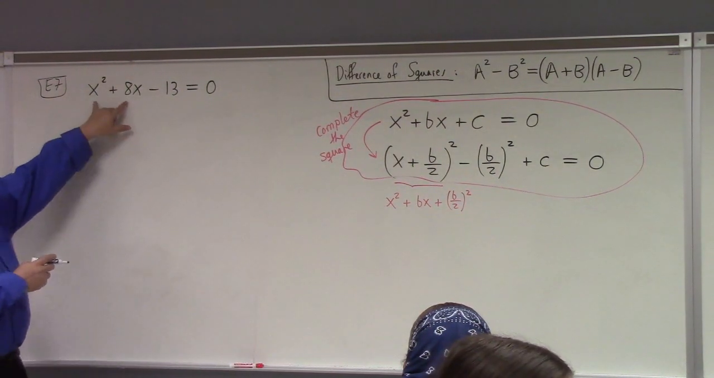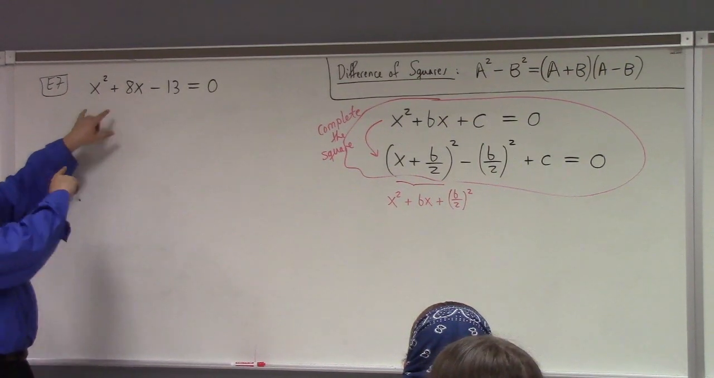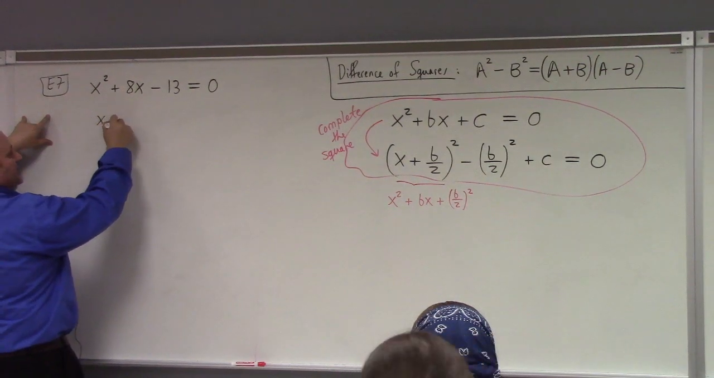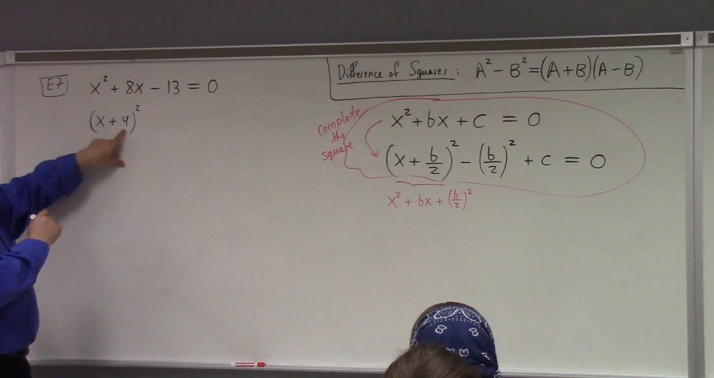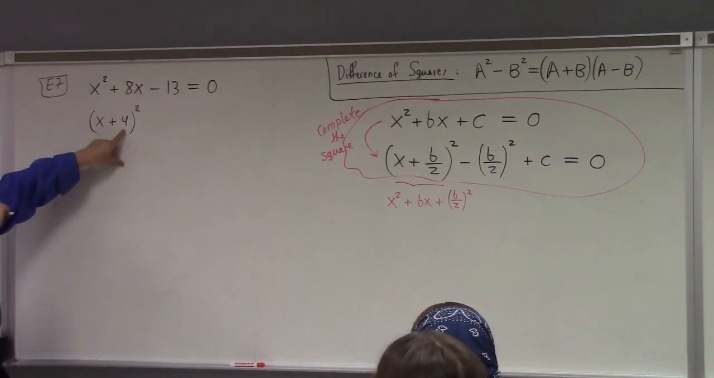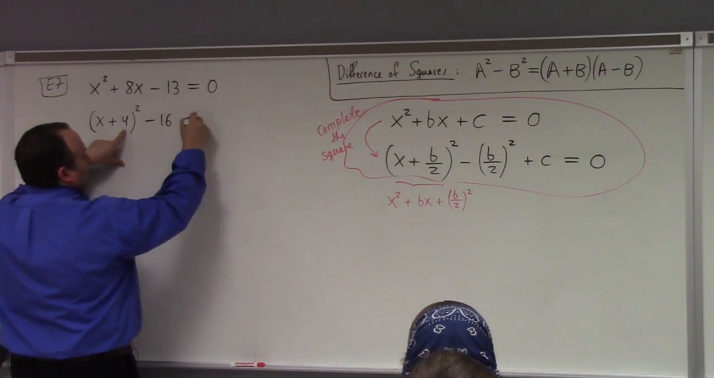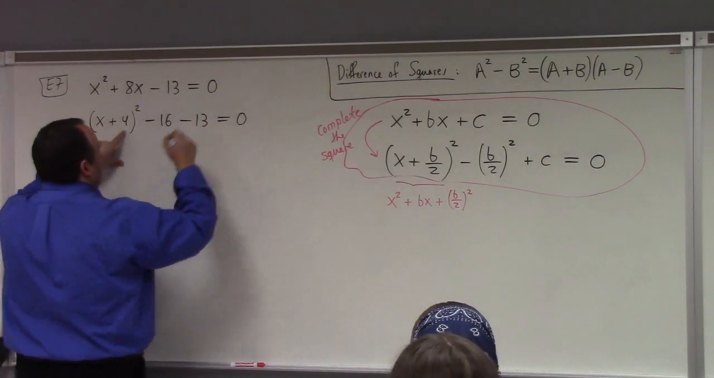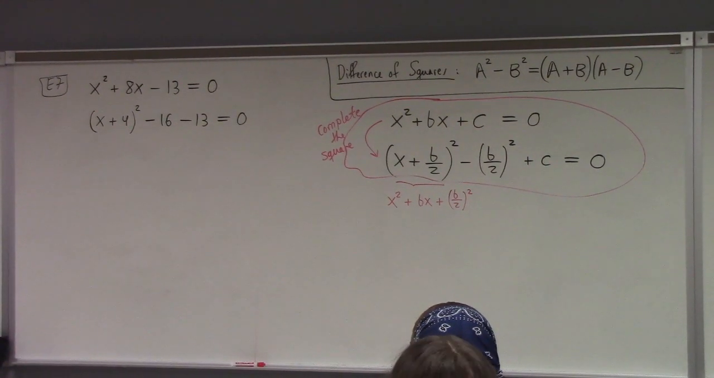So here, putting that into practice, watch this. What is half of 8? 4. So I do (x plus 4) squared. I must then subtract the square of what I added. Okay. So I subtract 16. The 13 rides along, nothing happens to that. That's it. This is completing the square. It makes the x term go away, and it just leaves you with a square. This is the magic.